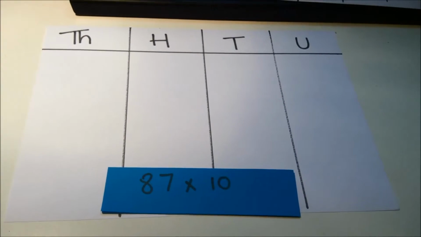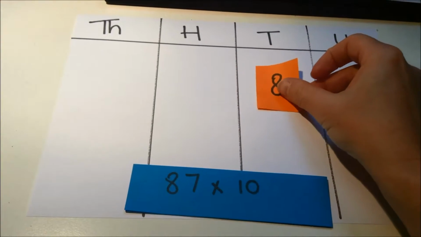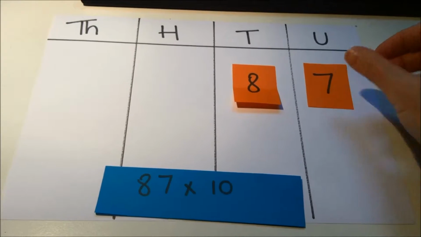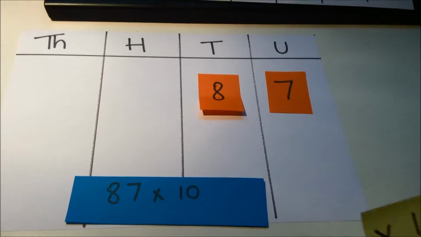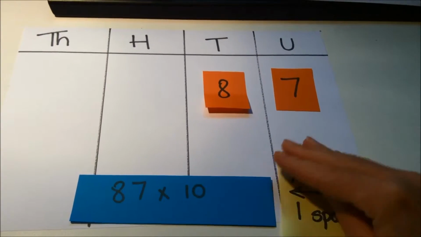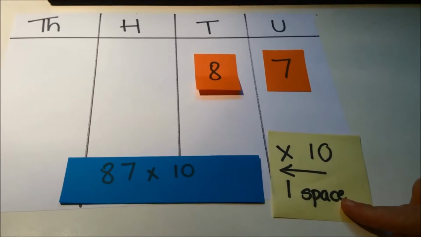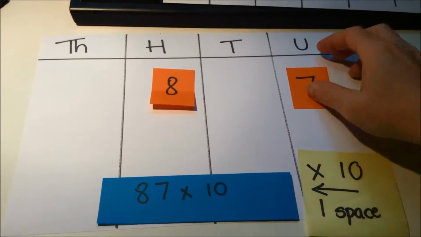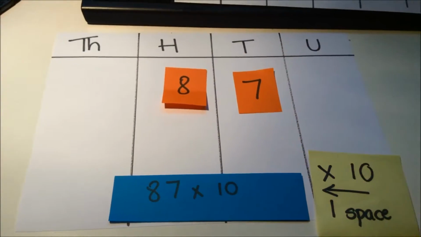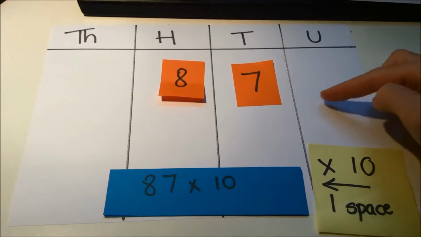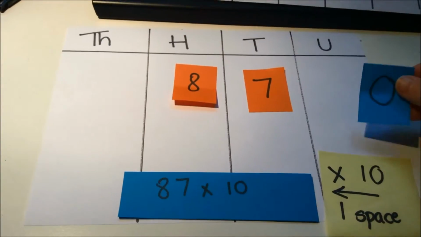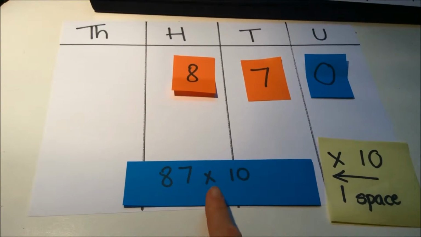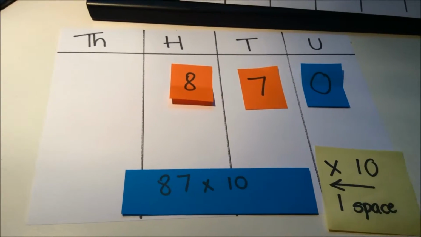So the first thing you need to do is put your 8 into the tens column, you need to put your 7 into the units, and when you multiply by 10 you have to remember that you are moving your digits one space to the left. So we move our 8 into our hundreds, we move our 7 into our tens, but that leaves us with nothing in the unit, so we need to put a placeholder in. That's our 0. So 87 times by 10 is 870.